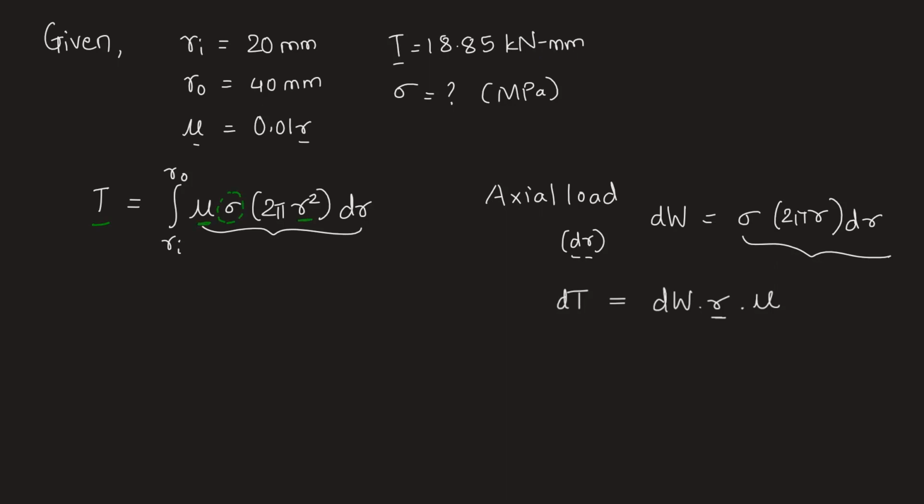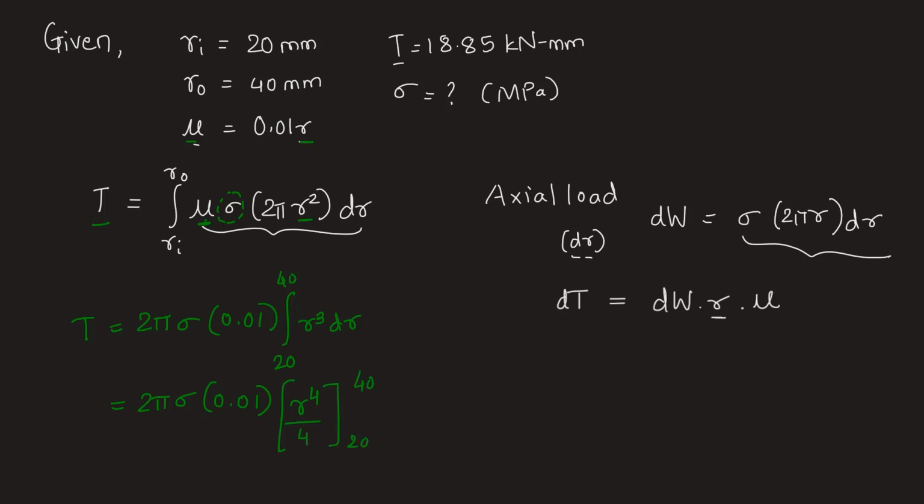So now that we have torque, we know mu, we know r, we can find out pressure sigma. So putting everything here, we get T will be equal to, taking the constant out, 2 pi. Sigma is also a constant value, so taking sigma out, substituting mu as 0.01 r. Again taking 0.01, the coefficient of r in mu being a constant, it can be taken out. We have integration, Ri is 20, R0 is 40 into R cube dr. Integrating and then putting the limits, we have 2 pi sigma into 0.01, R raised to 4 by 4 from 20 to 40.